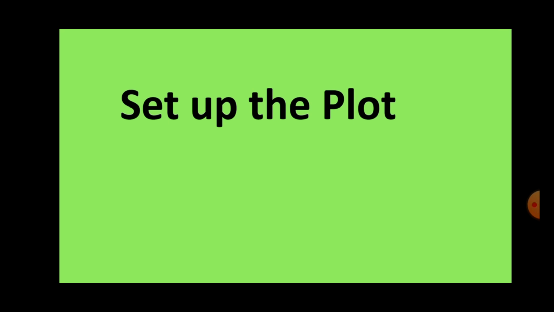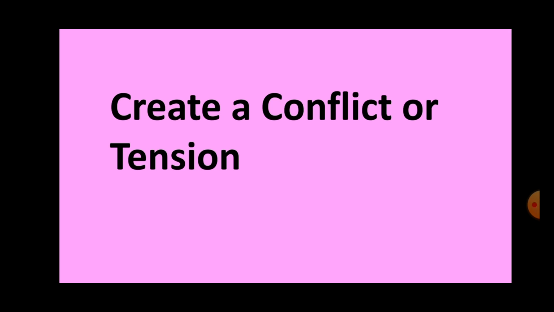Next tip is create conflict or tension. This means you create the conflict between the protagonist and some other characters. Last, climax. So what is the climax? The solution to the conflict you created between the protagonist and the other character. So children, here are some tips to improve your creative writing, to create a story.